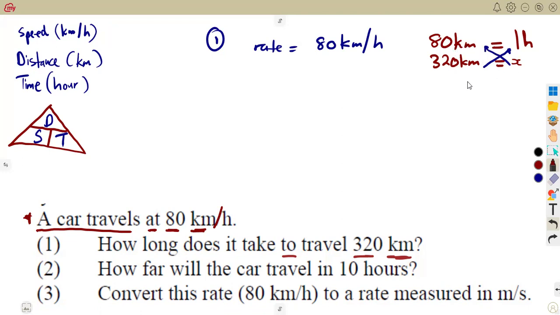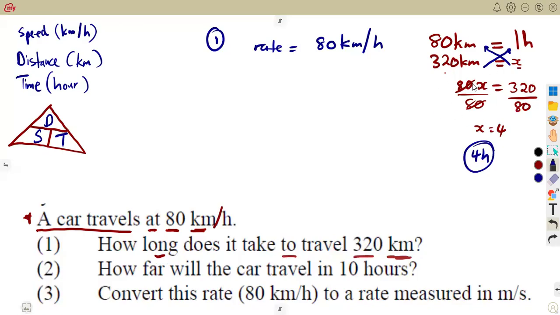So it is going to be 80 times x, which is 80x, equal to 320 times 1, which is 320. To find x, which is the time, you simply divide by 80, just like solving an equation. So x, representing the time that we do not know, is 320 divided by 80, which is 4. So the time taken is 4 hours.